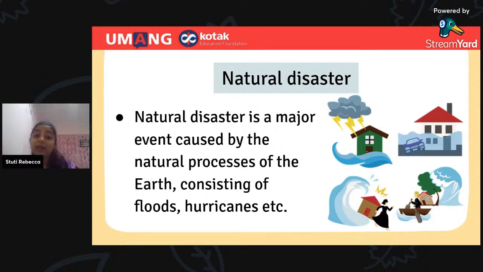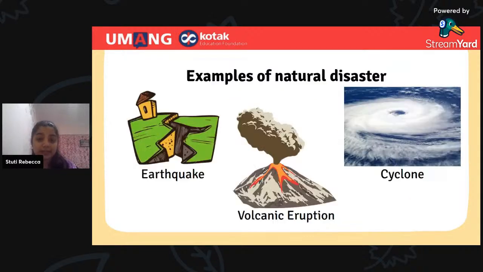All right. Now, I'll give you a few examples of natural disasters, as you can see on your screen. The first one is earthquake. Earthquake is one of the most important causes of natural disasters. As you can see in the picture, it looks like that. Next is volcano eruption. A volcano eruption looks like this on the screen.